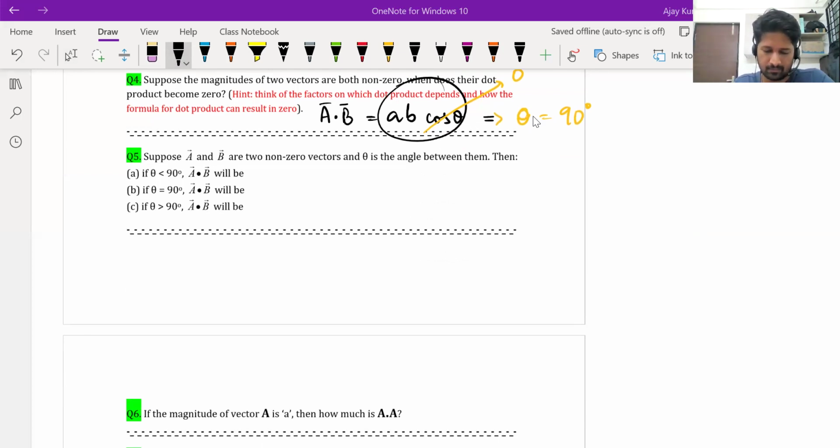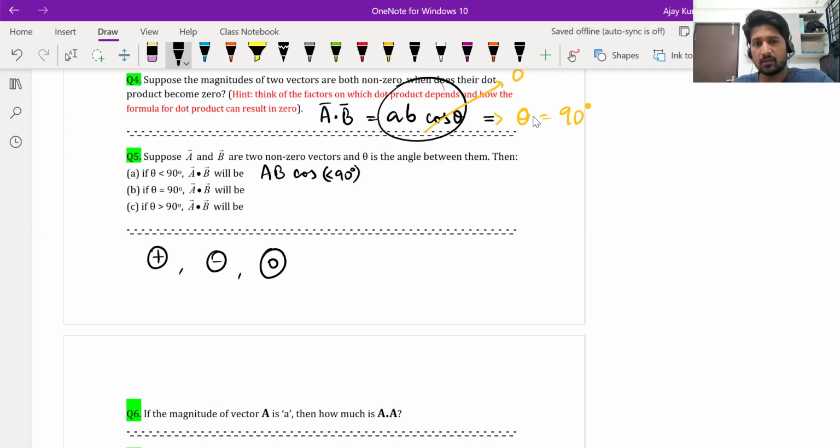Sir, A B cos theta. A B cos theta is the formula. I am asking you, if theta is 90 degrees, will it be positive, negative, or 0? I should have mentioned that. Answer in terms of positive, negative, or 0. Theta is less than 90 degrees, first case. Positive. Positive, correct. A B cos of an angle less than 90 degrees is a positive value.